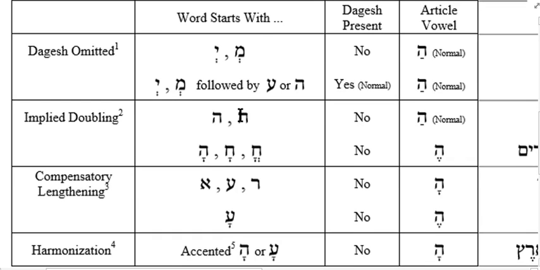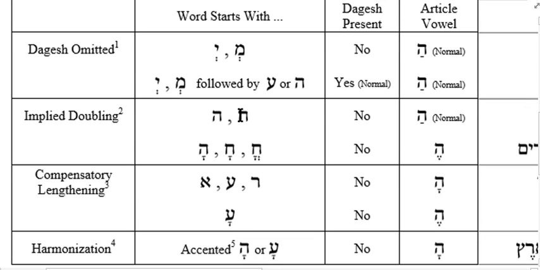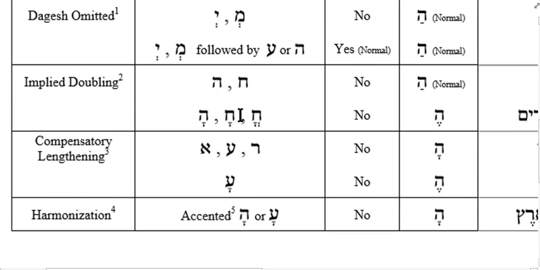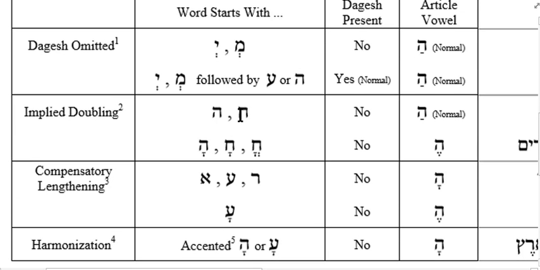Right now, we're going to forget the first row here. Okay, I'm going to put an X here. Don't put an X on your sheet if you happen to have printed this before. I just want to skip down to the implied doubling and the compensatory lengthening. Okay, for now, let's avoid the top row and the bottom row.